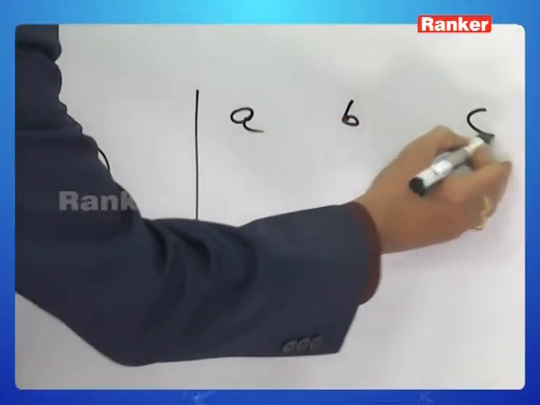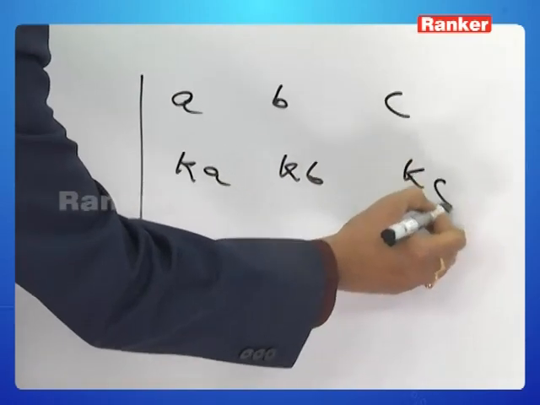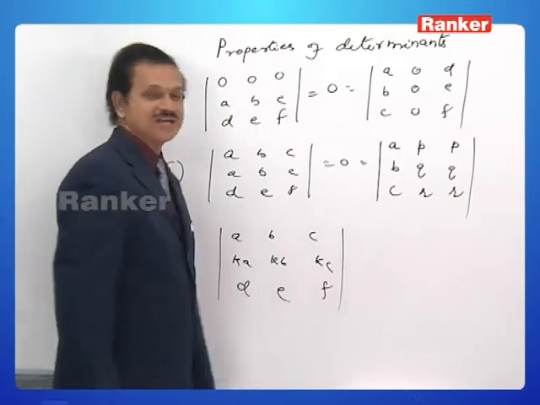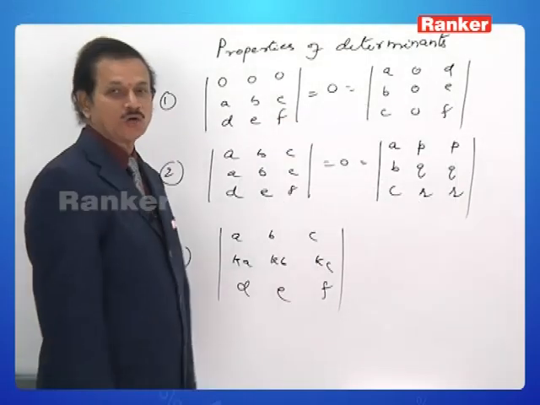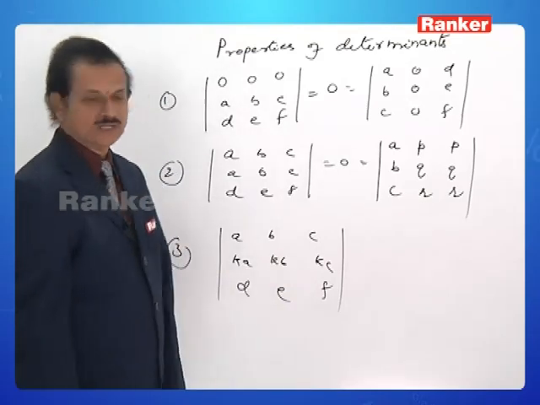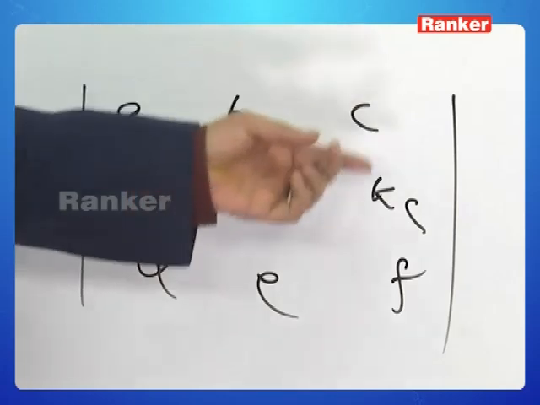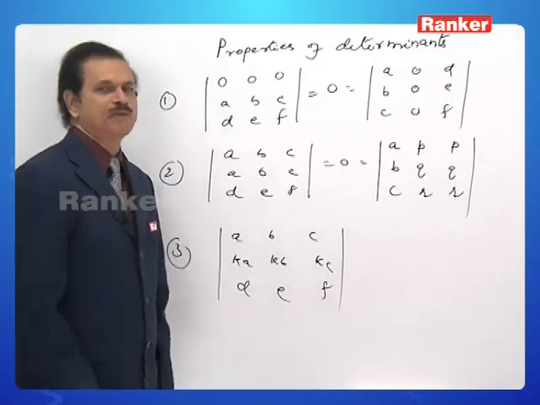A, B, C, K, A, K, B, K, C, D, E, F. What do you understand from this? The elements of first row and second row are proportional. That is, this element by this element is 1 by k. This by this, this by this, this by this, the ratios are equal. It does mean that they are proportional.